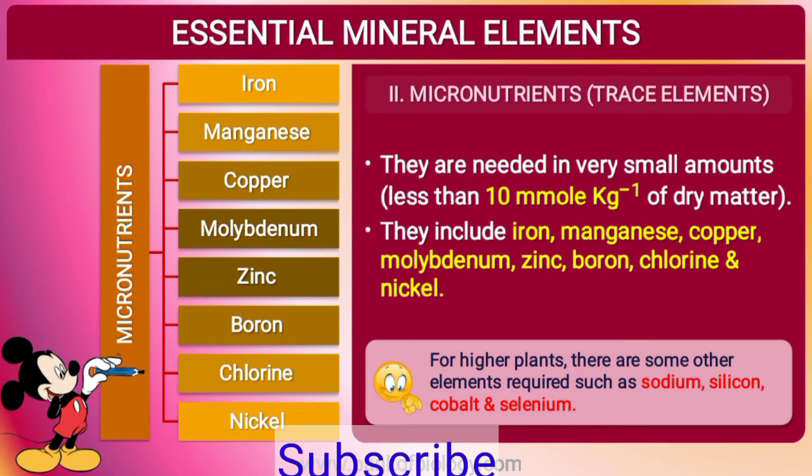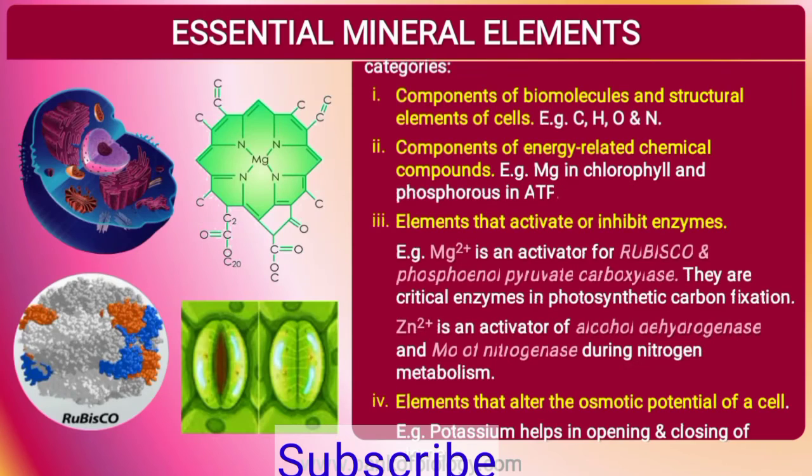Micronutrients which are essential are iron, manganese, copper, molybdenum, zinc, boron, chlorine, and nickel. They are needed in very small amounts, less than 10 mmole per kilogram of dry matter. For higher plants, there are some other elements which are required in micro or small amounts, like sodium, silicon, cobalt, and selenium.